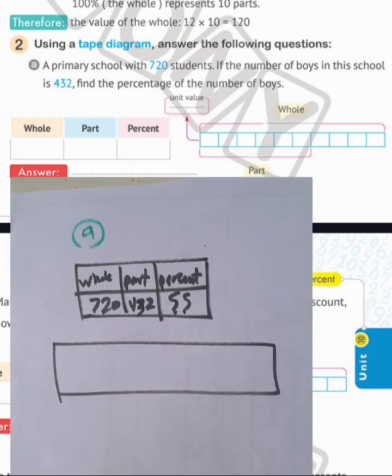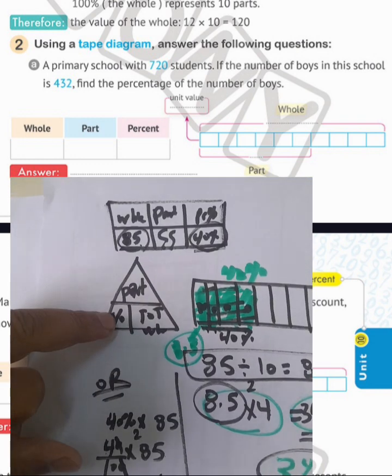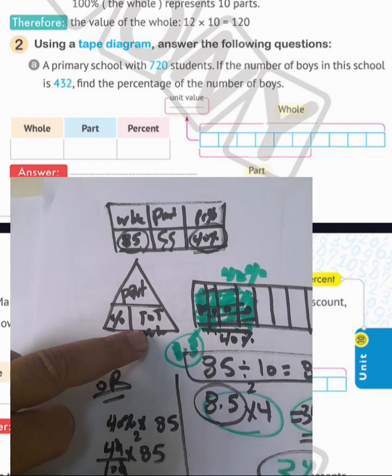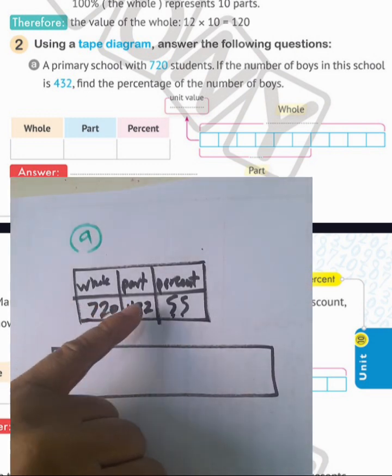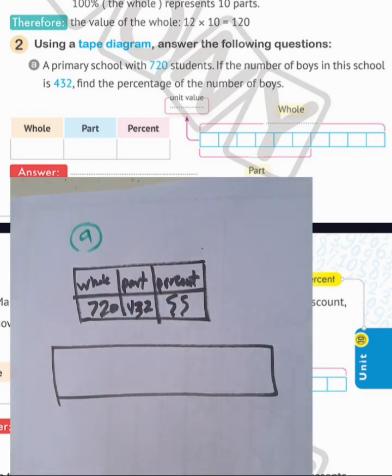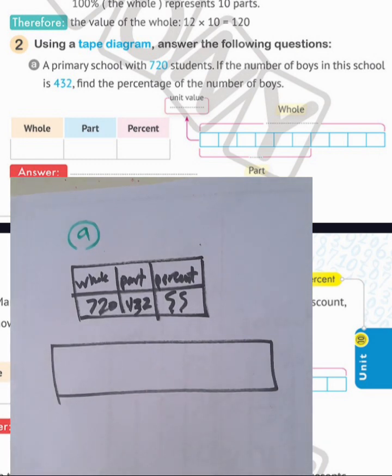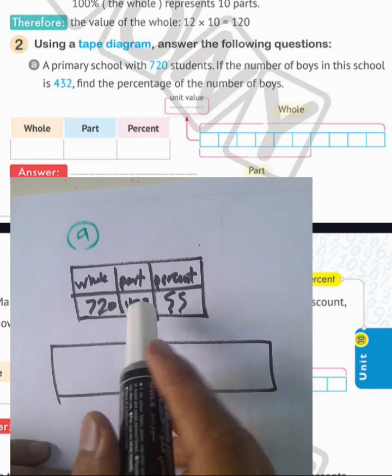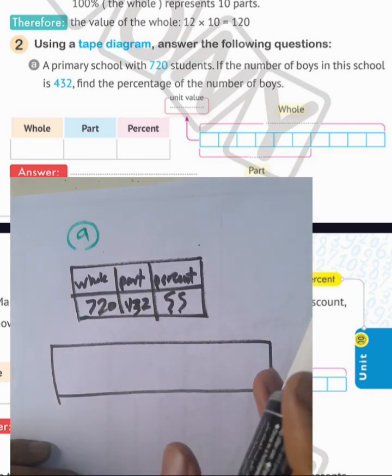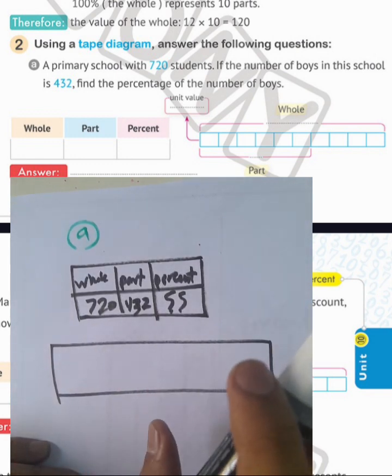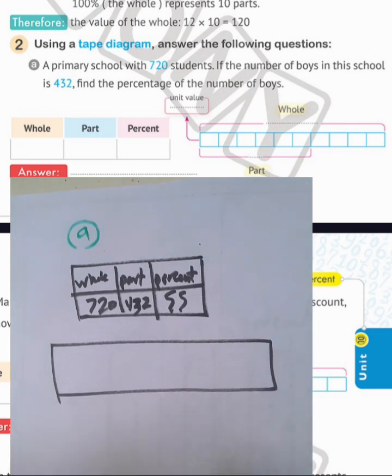The percent. To find the percent from the total, look at the total here. To find the percent, you must divide the part by the total number. Divide the part here by total number and convert the number. Convert this number to percent. It's an easy method, but in this example you want to find what? Find the tape diagram. Okay.